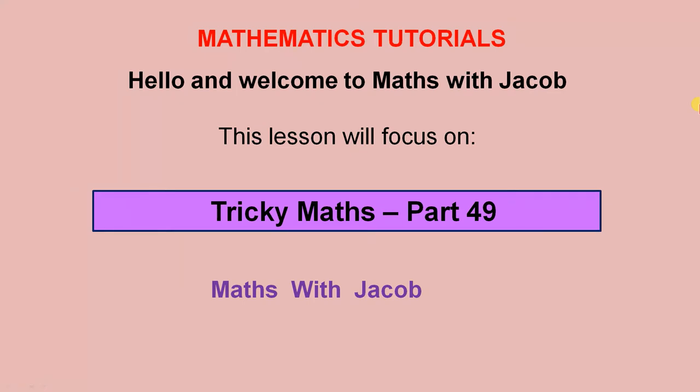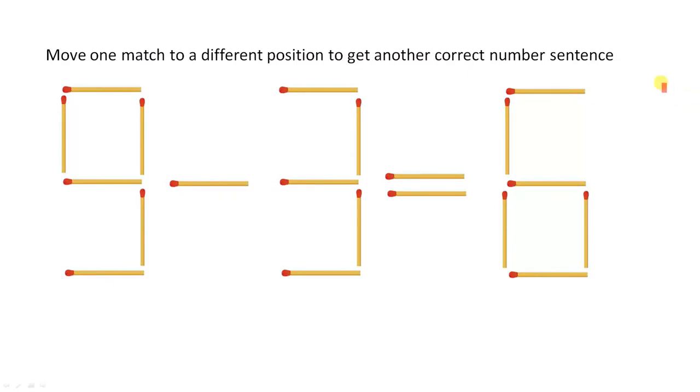This lesson will focus on Tricky Maths Part 49. Move one match to a different position to get another correct number sentence.